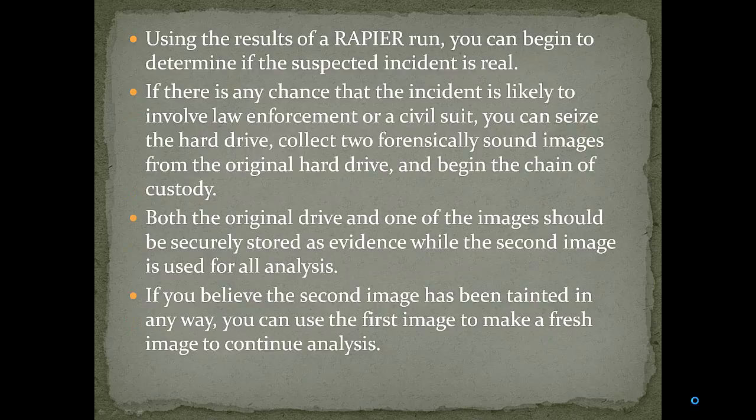Using the results of a RAPIER run, you can begin to determine if the suspected incident is real. If there is any chance that the incident is likely to involve law enforcement or a civil suit, you can seize the hard drive, collect two forensically sound images from the original hard drive, and begin the chain of custody. Both the original drive and one of the images should be securely stored as evidence, while the second image is used for all analysis. If you believe the second image has been tainted in any way, you can use the first image to make a fresh image to continue analysis.